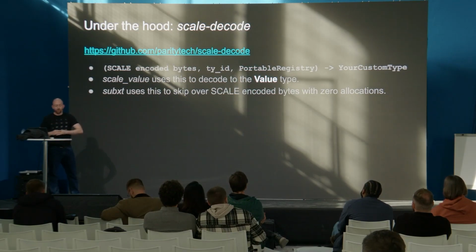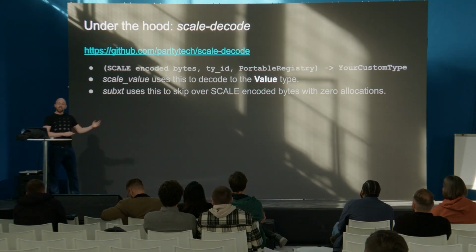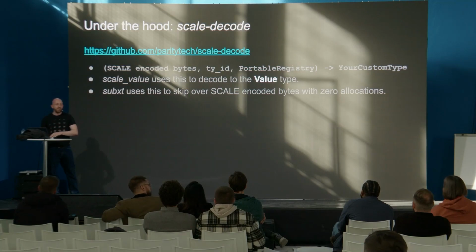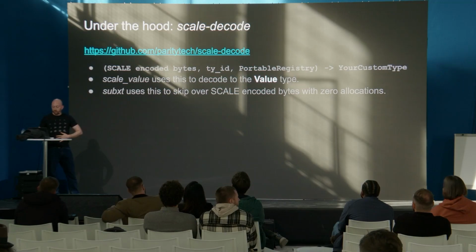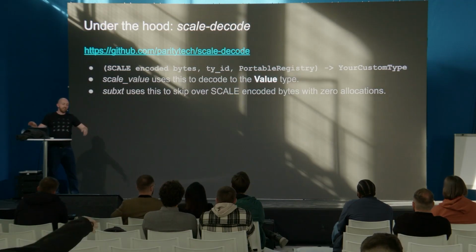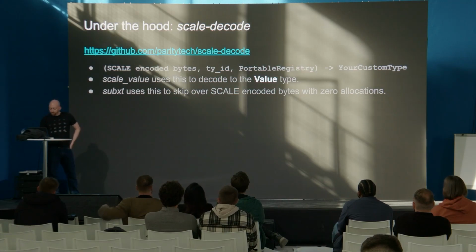So basically, scale-decode provides this visitor-like trait, and if you implement this trait and you say, this is how I want to decode different types, then suddenly you can take some scale-encoded bytes, run it through your visitor, and you get back your own custom type. So it makes it really easy to decode things, and it's used under the hood for scale value. And also, it can be used to do stuff like skip over scale-encoded bytes without allocating. So we use that to skip over events and find events when we're searching for events in Subxt.